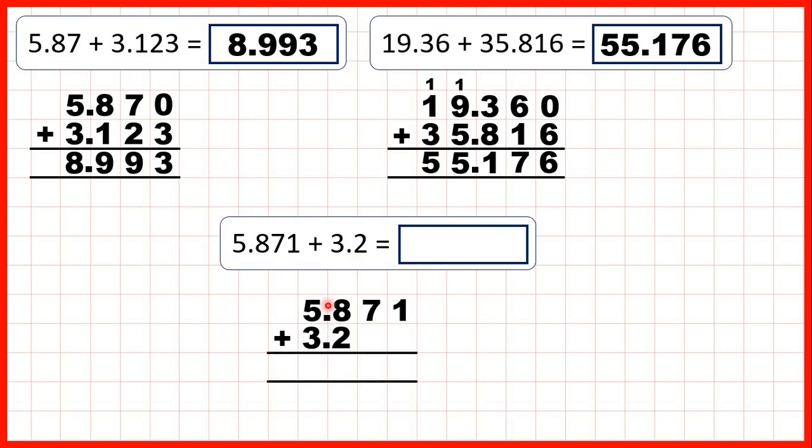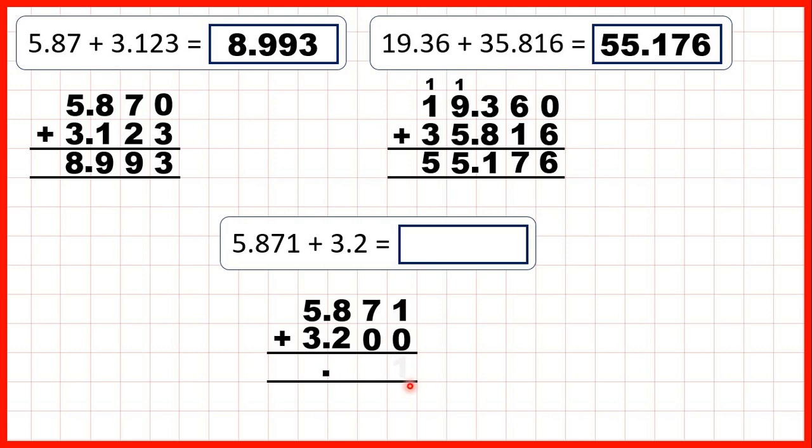Finally, we have 5.871 plus 3.2. We've written the numbers out with the decimal points lined up, and we can write zeros in these empty squares because 3.200 is the same value as 3.2. All the zeros tell us is that we don't have any hundredths or thousandths in the number 3.2. So now we can copy the decimal point down into our answer and add using column addition.